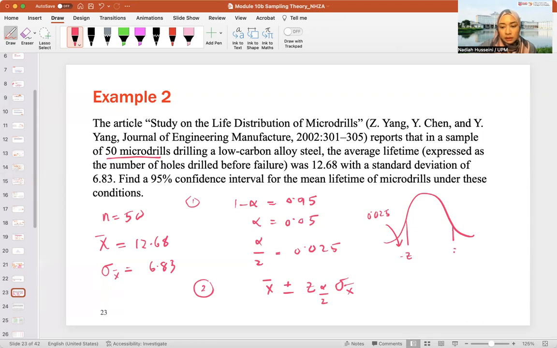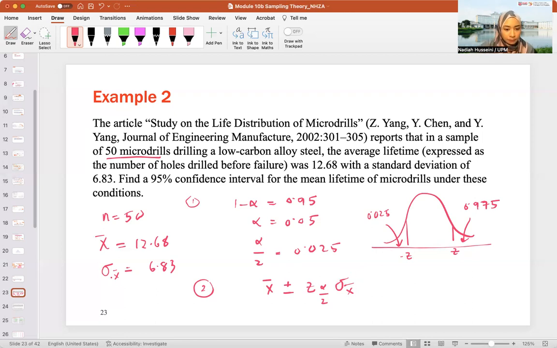Or I can pick it from here. This is minus Z. This is positive Z. This would be 1 minus 0.025, 0.975. They would give me the same value, but just positive, negative for the Z. Okay, so I specified my alpha over 2 as 0.025. This is my CDF, or the value outside the confidence interval.